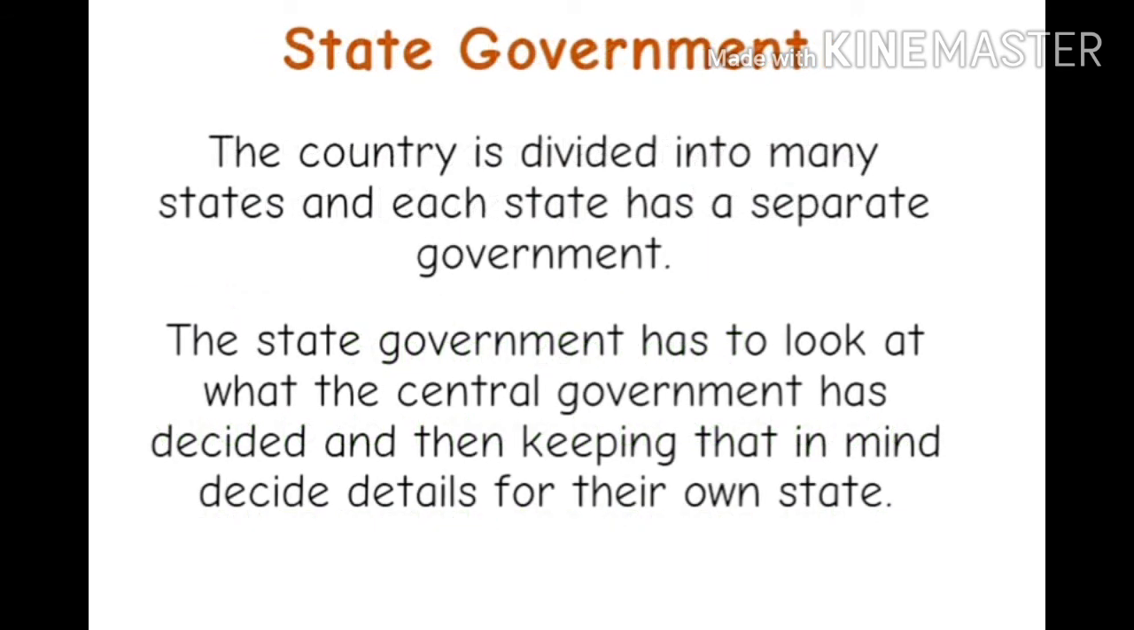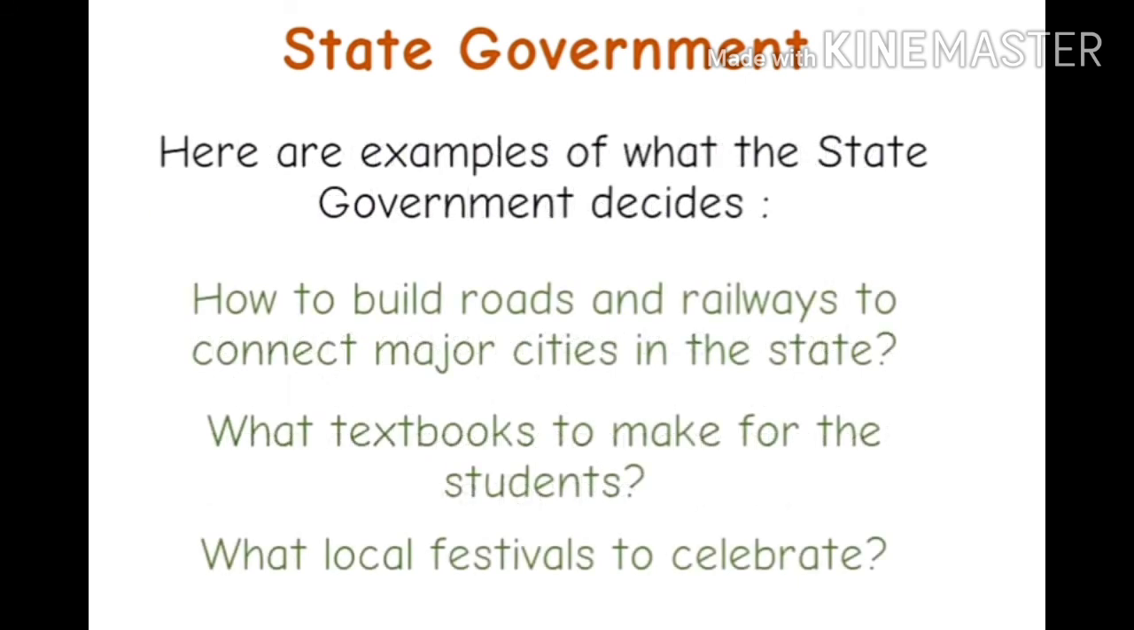State government. The country is divided into many states and each state has a separate government. The state government has to look at what the central government has decided and then keeping that in mind, decide details for their own state. Here are examples of what the state government decides. How to build roads and railways to connect major cities in the state, what textbooks to make for the students, what local festivals to celebrate.